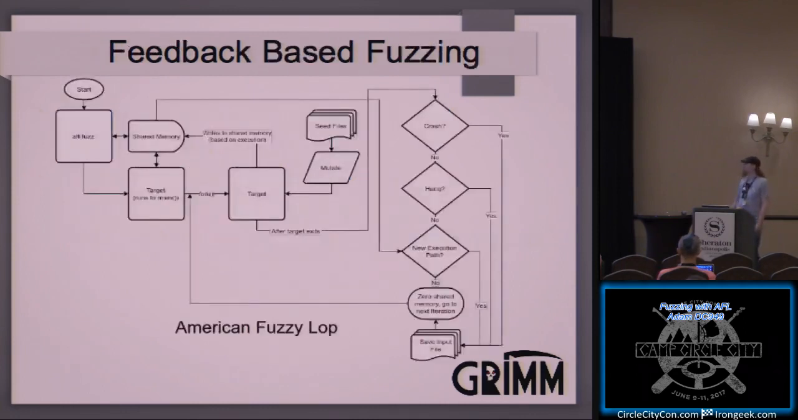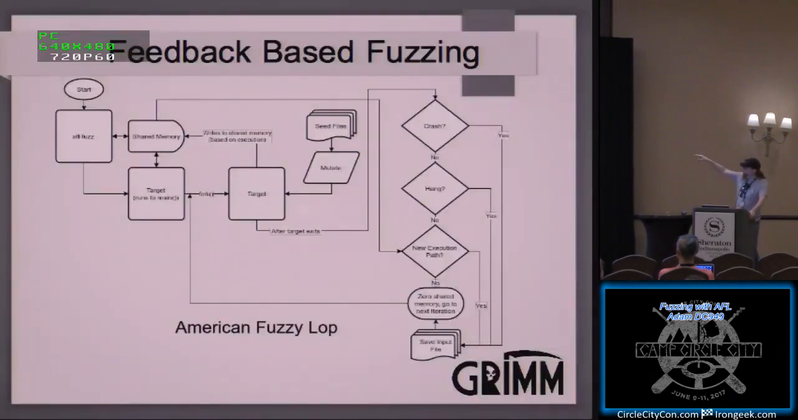So feedback-based fuzzing fixes that, and looks like my resolution's a little low here, but in the top left, we start, and the thing right below that's AFL Fuzz. That's the program that actually does the fuzzing. It sets up some shared memory off to the right there, and then it runs your target. So objdump, for example. And it runs up to main.